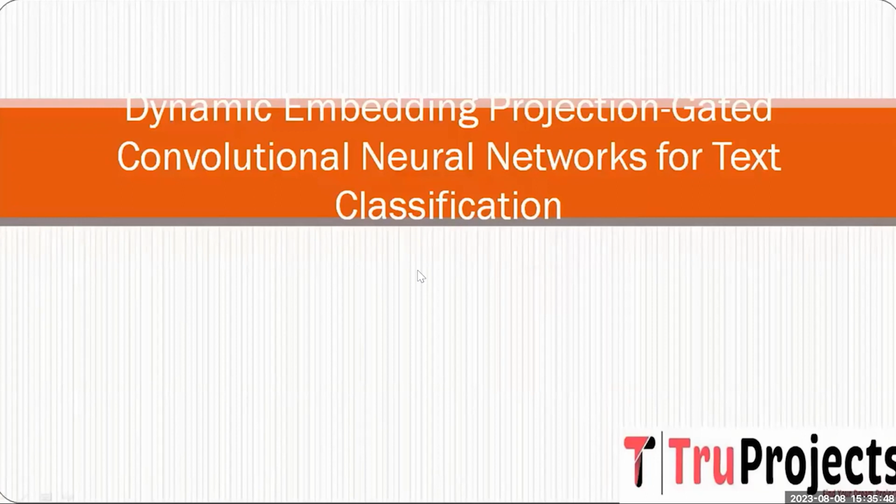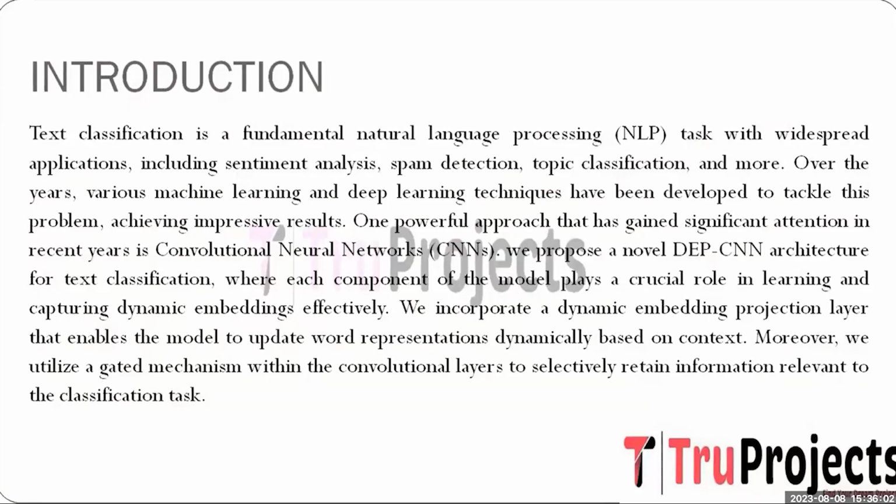To True Projects. In this video, we are going to explain a project titled Dynamic Embedding Projection Gated Convolutional Neural Network for Text Classification. Text classification stands as a foundational task in natural language processing, with broad practical implications encompassing sentiment analysis, spam identification, and topic categorization.